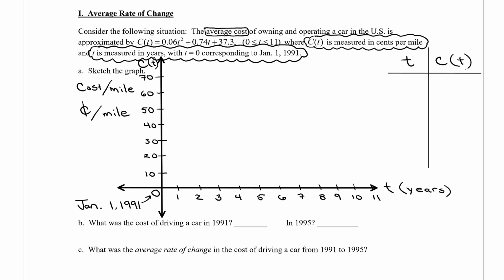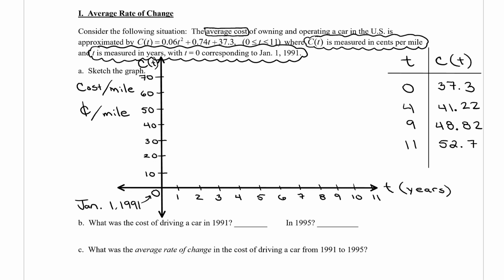I'm going to label the first column with t and the second column is going to represent C of t. For t, I'm going to choose values such as 0, 4, 9, and 11. When I substitute 0 into the equation, I'm going to get 37.3. When I substitute 4, I'm going to get 41.22. When I substitute 9, I'm going to get 48.82. And when I substitute 11, I'm going to get 52.7.